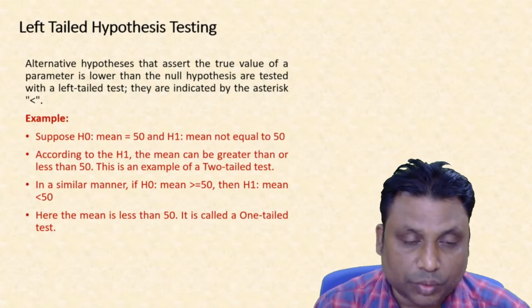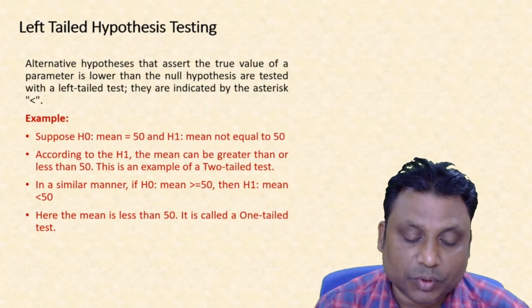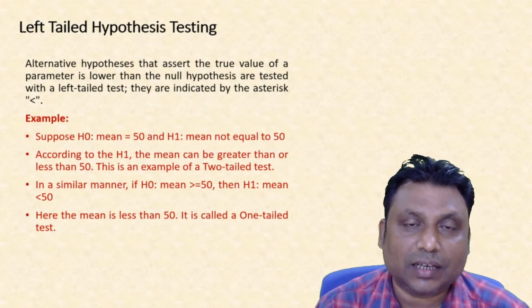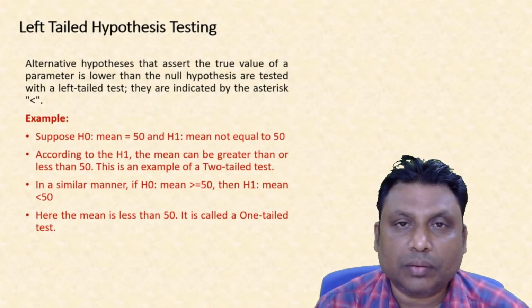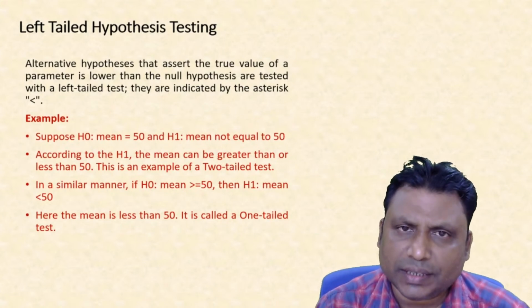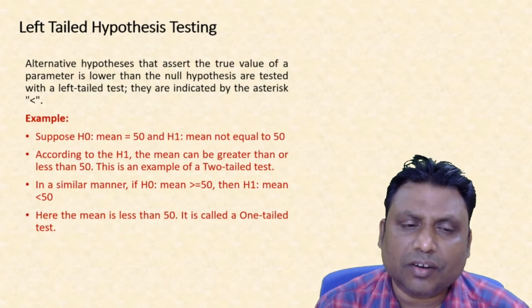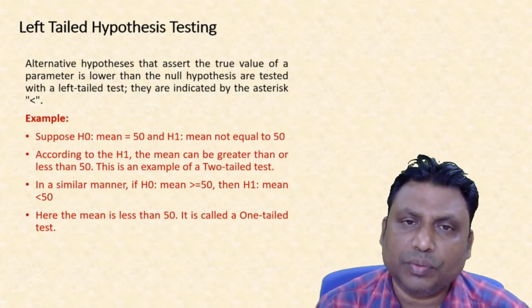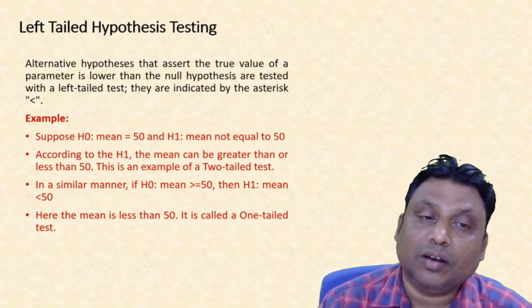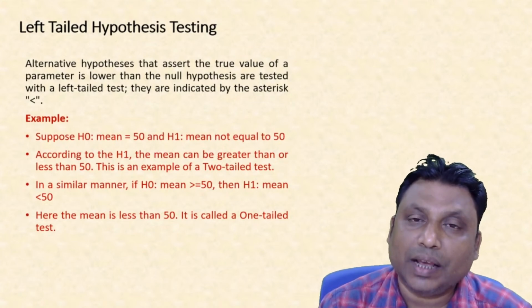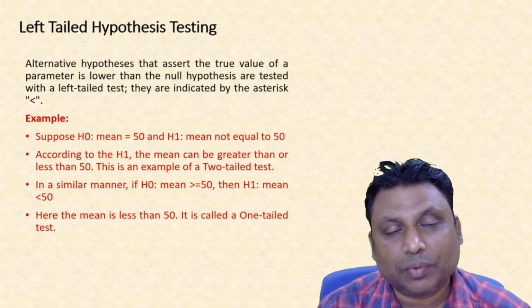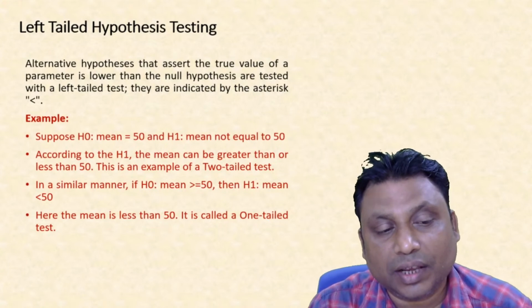Yes or no? Suppose the question says your null hypothesis H0 is greater than or equal to 50. Then what is the alternative hypothesis? The alternative hypothesis is less than 50. If the mean value is greater than or equal to 50 in the null hypothesis, the alternative hypothesis is less than 50, and less than 50 is called the left tail hypothesis test. Here the mean is less than 50, so it is called a one tail test.